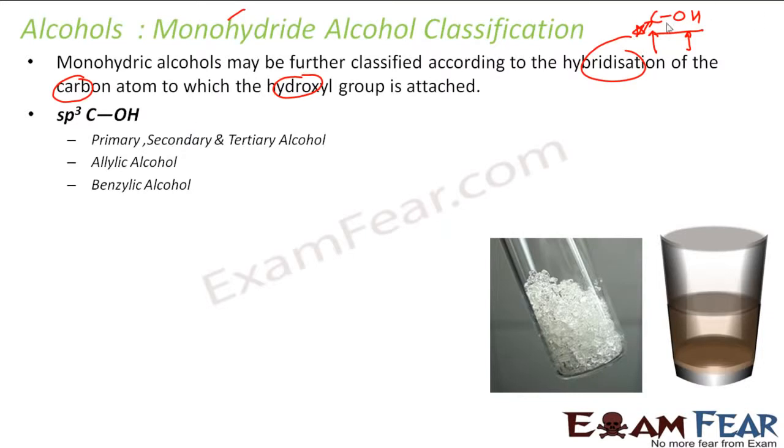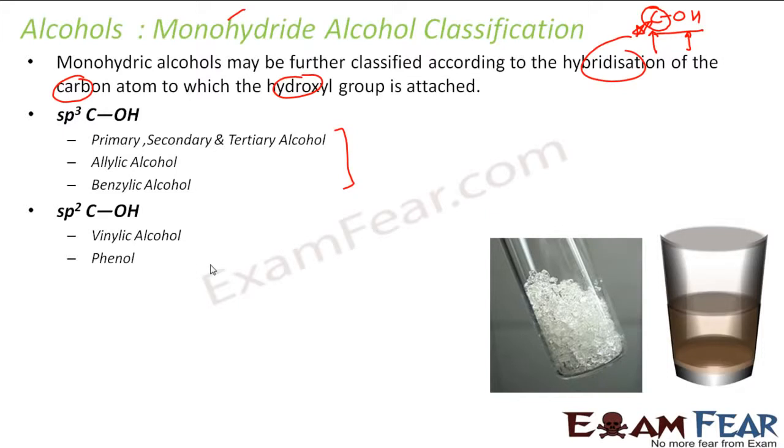If this carbon is sp3 hybridized, then we have primary, secondary and tertiary alcohol, or we have allylic alcohol and benzylic alcohol. We'll discuss these in the next few slides. If this carbon is sp2 hybridized, then we have vinylic alcohol and phenols.